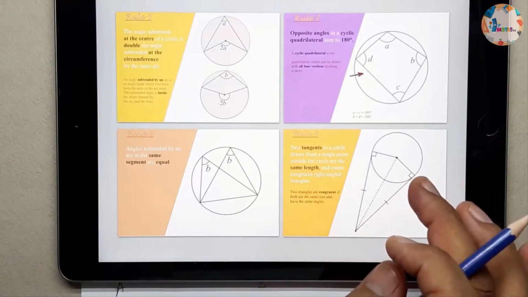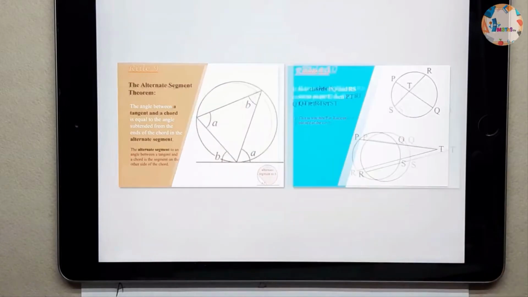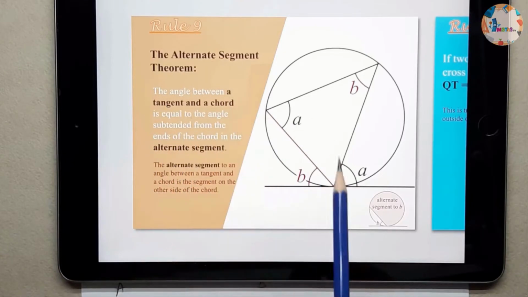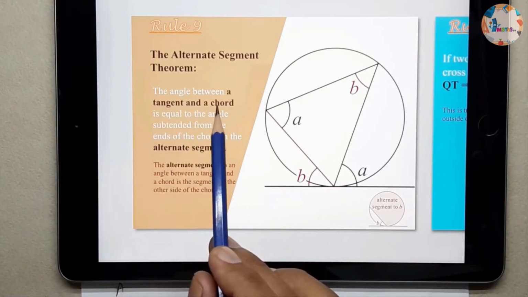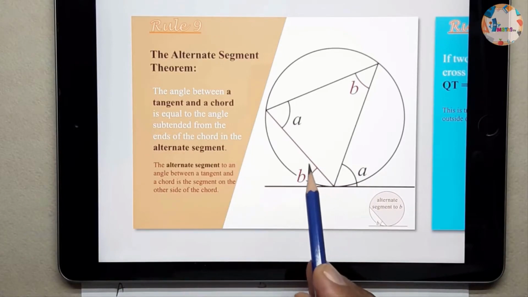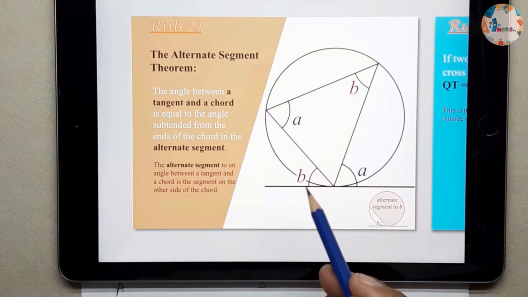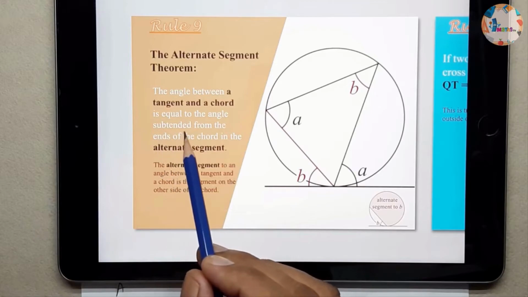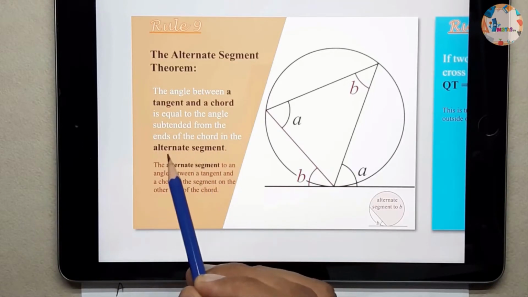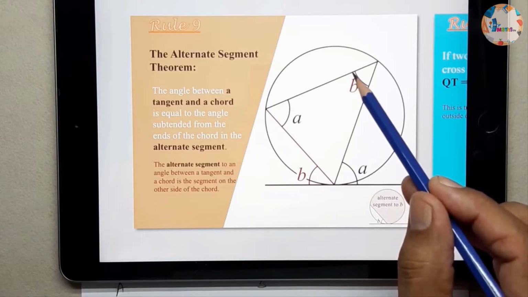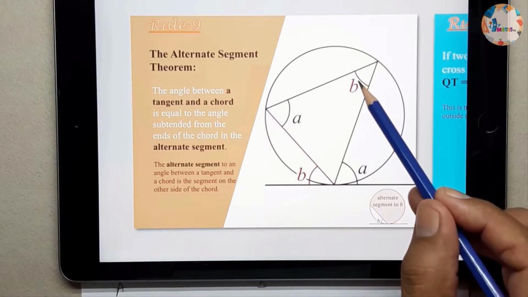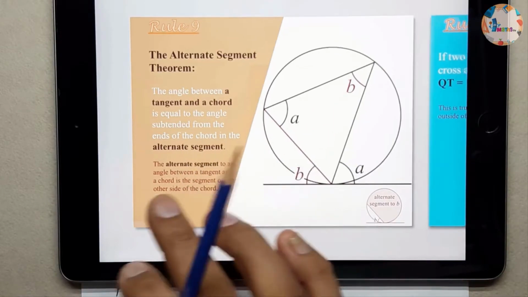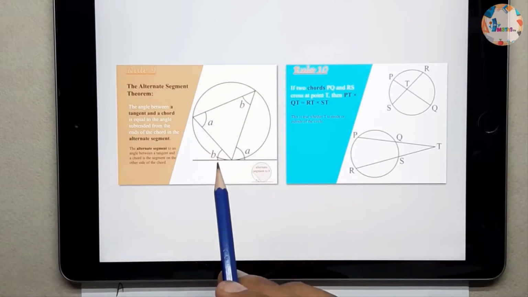That rule is over here, rule number 9. This is the alternate segment theorem: the angle between a tangent and a chord. So this is the tangent and this is the chord. The angle between tangent and chord is equal to the angle subtended from the ends of the chord in the alternate segment. So this is the alternate segment angle B. This angle will be equal to this angle B. So by this alternate segment theorem, we can write this B is equal to B.